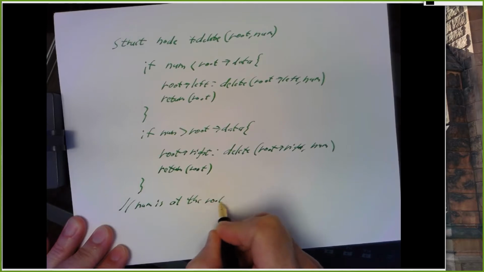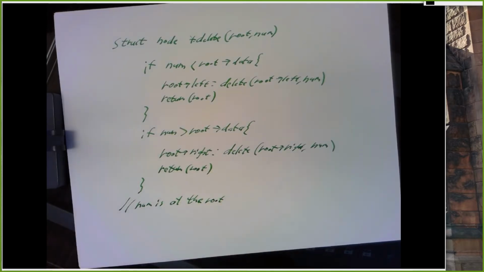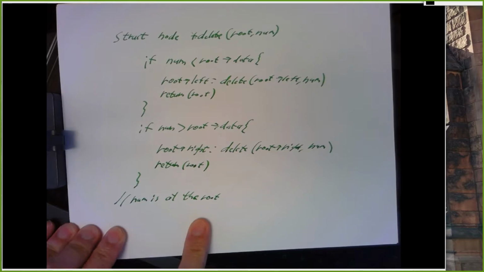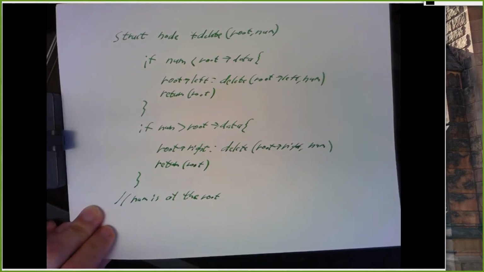So those two steps are pretty easy to write. We don't actually do any work. They're just recursive calls. Our third case is the tricky one, which is where the number we're deleting is at the root of the tree. And in some sense, this is the worst scenario.